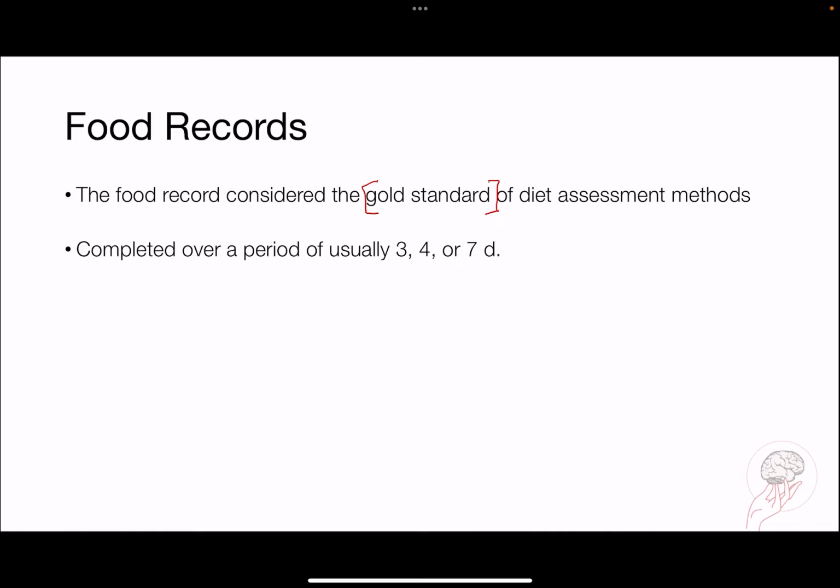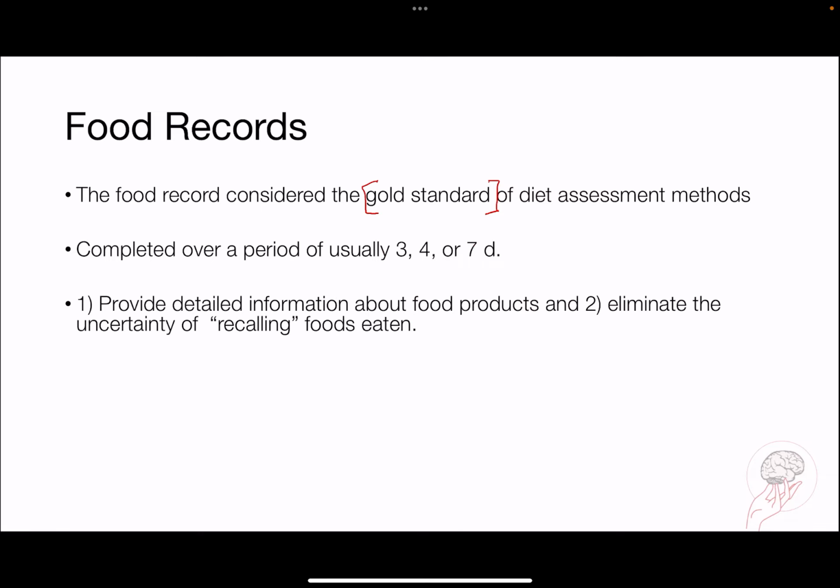As with most research and most data, the more the better. And food records provide detailed information about food products, and they eliminate the uncertainty of recalling foods eaten. I know you've heard me in class joke about my goldfish memory, but that's common for a lot of people. Even just remembering what you ate the previous day can be difficult, especially it's Halloween time right now. Think about how many times you might have just picked up a piece of candy walking through the student union. It's hard to remember those little caloric intakes.